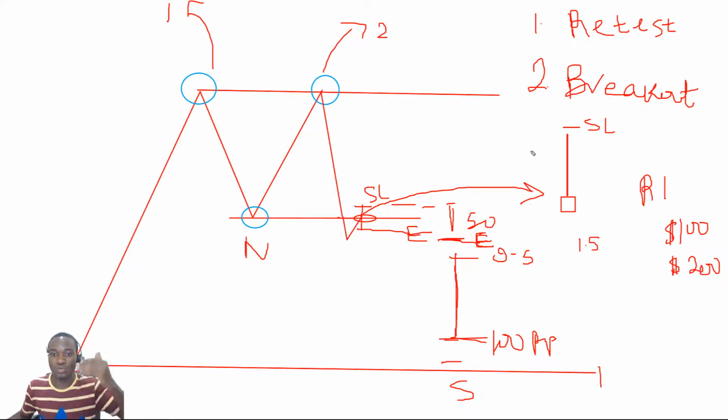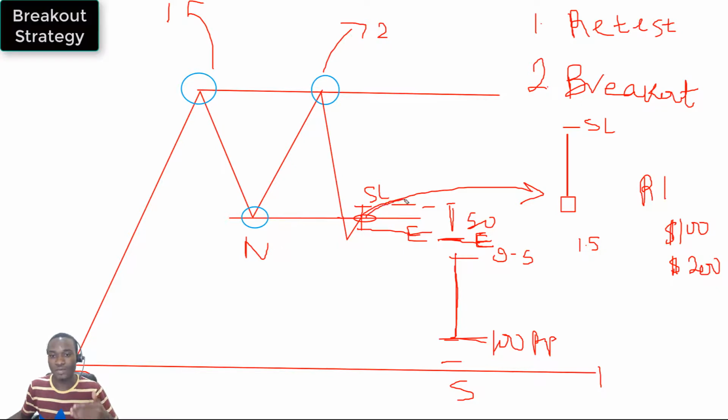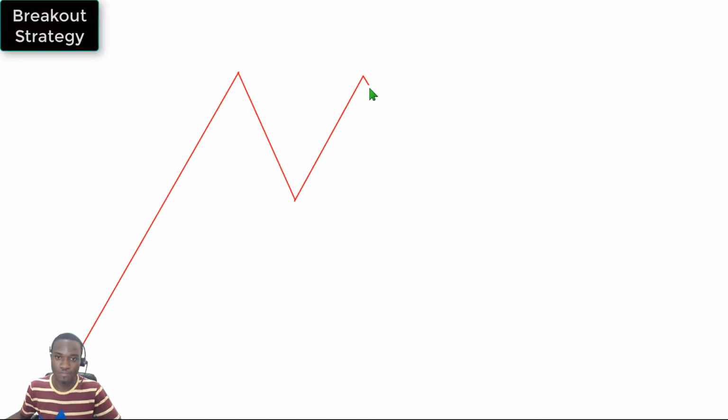So let's say, for example, we didn't have a retest at this zone right here, we just have an instant breakout. So how can you actually trade this? I'm going to show you how you can trade that. So here is a double top, this right here. Then we have an instant breakout of price without having a retest at this zone right here. Instantly we have price breaking below our neckline.